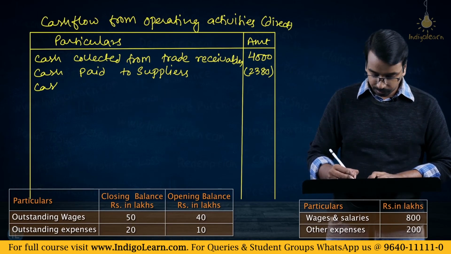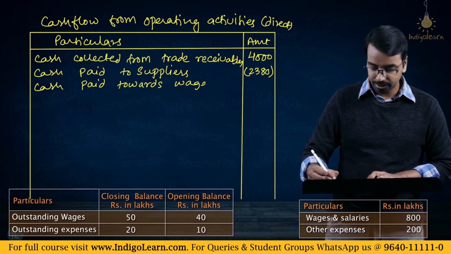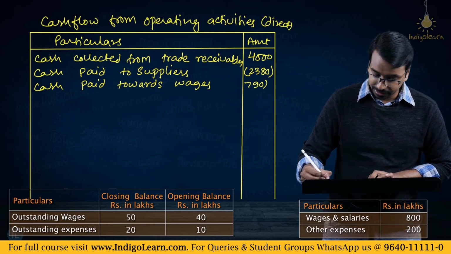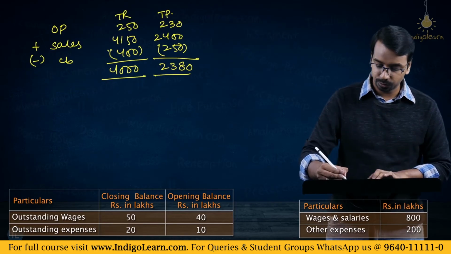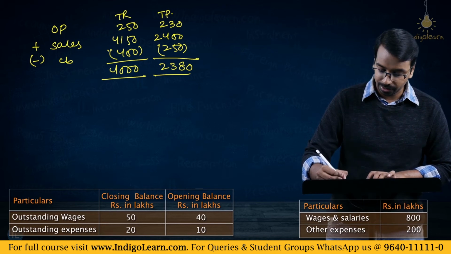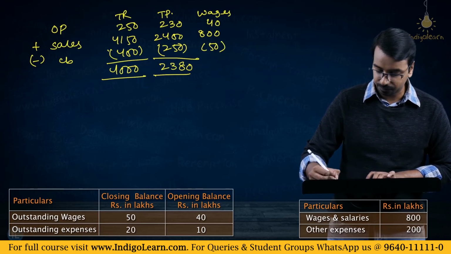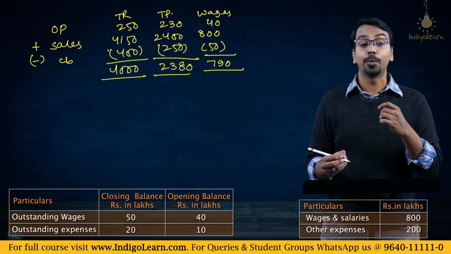So, cash paid towards wages, the amount is 790. This is again an outflow. Same thing, can I compute using the statement? Yes, I can. Wages, opening balance 40, current period charge 800, closing balance 50. This comes to 790. This is what has been paid, right?